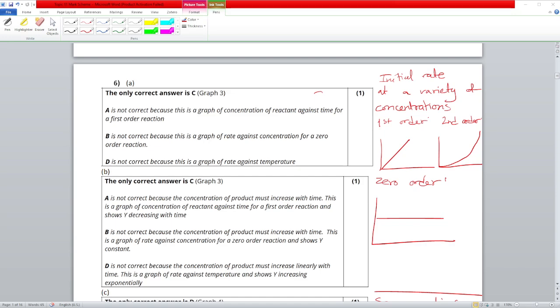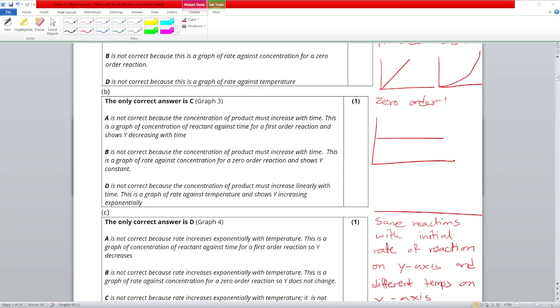So first question is, which graph is for a rate that is first order? First order is a straight line. Here, memorizing these shapes will help you a ton. It'll just make you go through these types of questions faster. For B, the answer is C. Which graph is for product concentration and time?